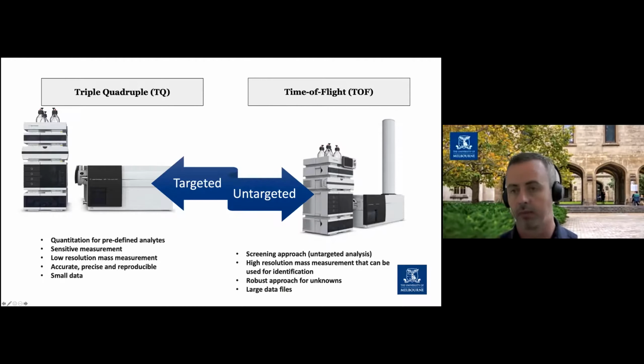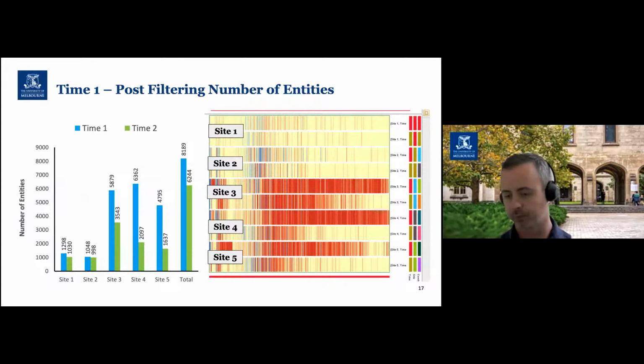And so what we're going to talk about now is the time of flight. So time of flight is a really unique high resolution mass spectrometry approach where essentially you can see everything that's in that sample. Now, the big challenge becomes that we have massively large data files, and how do you interrogate that data file for actually determining what are the chemicals of interest?